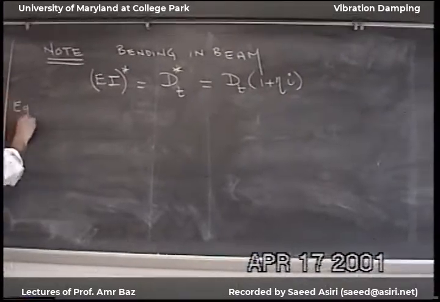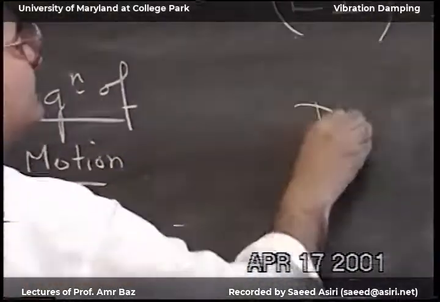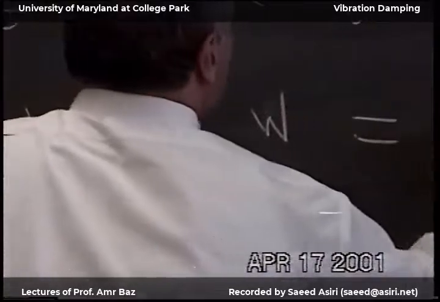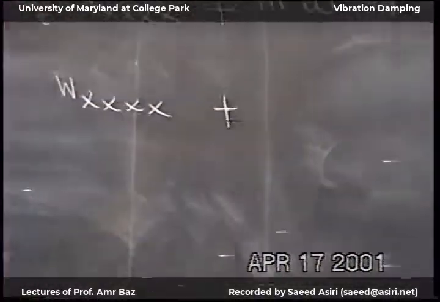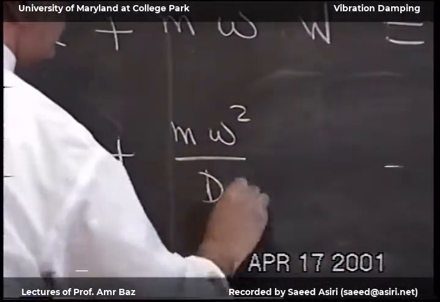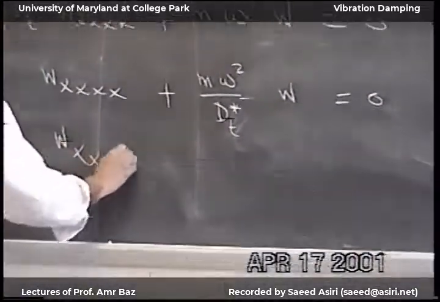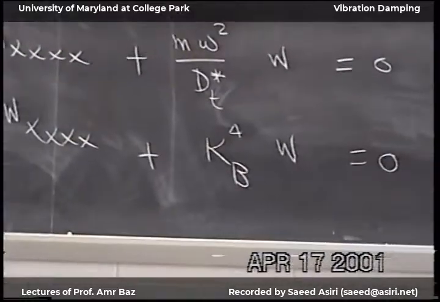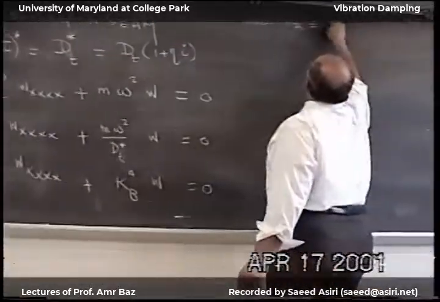Now the equation of motion of a beam is EI or D W1, 2, 3, 4 plus M omega squared W is equal to 0, the inertia term, or W1, 2, 3, 4 plus M omega squared over D T asterisk W is equal to 0, or W1, 2, 3, 4 plus the wave number to the 4th power, W is equal to 0, where KB is the bending wave number.